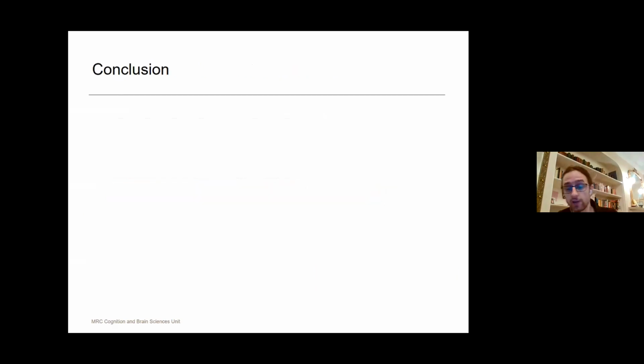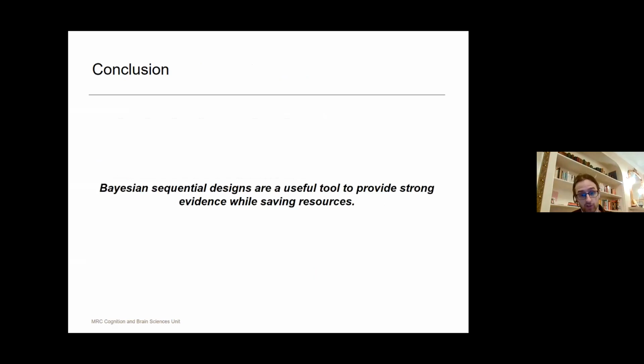I basically now want to end with my conclusion, and hopefully you see this as a small teaser of how Bayesian sequential designs can be a useful tool to provide strong evidence while saving resources. And specifically, on the note of resources, obviously, we have to be willing to also spend at least some money. So we need to stop running these small, inadequately powered studies, because obviously it's cheaper to run an experiment just on 20 participants per group.